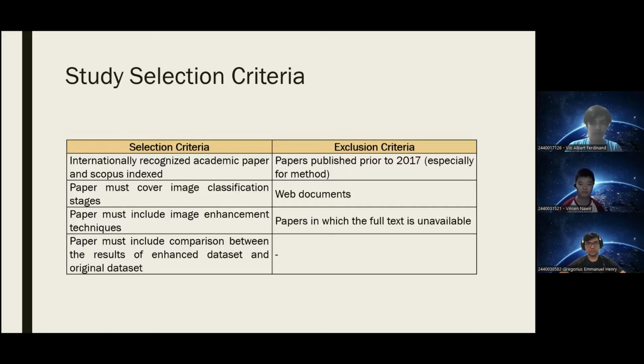After acquiring publications using search queries mentioned in the previous slide, we filter out relevant studies based on the criteria shown in the table. All selected publications must fulfill all selection criteria, but none of the exclusion criteria. Selection criteria are first, internationally recognized academic paper and Scopus index. Second, paper must cover image classification stages. Third, the paper must include image enhancement techniques. And last, the paper must include a comparison between the results of enhanced dataset and the original dataset. Additionally, there are 3 exclusion criteria. That is, first, the papers must not be published prior to 2017, especially for the methods. Second one, we do not accept web documents. And last, papers in which the full text is unavailable.